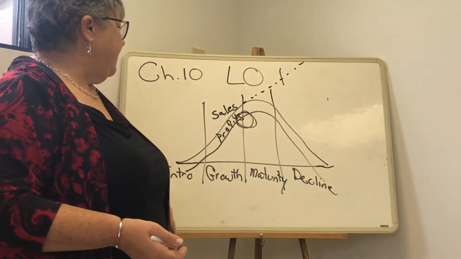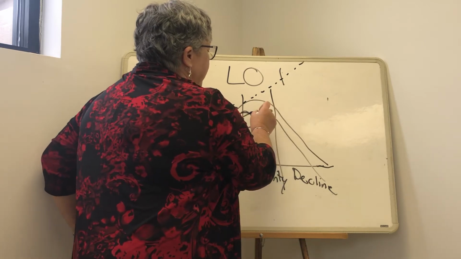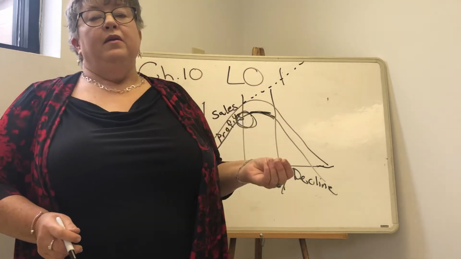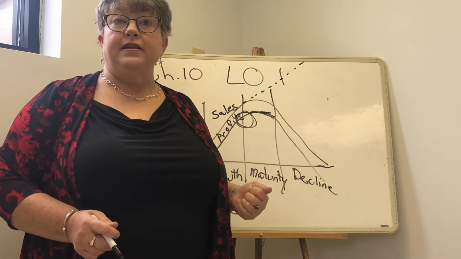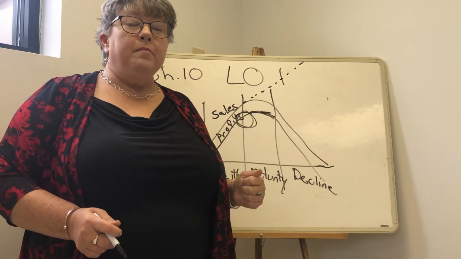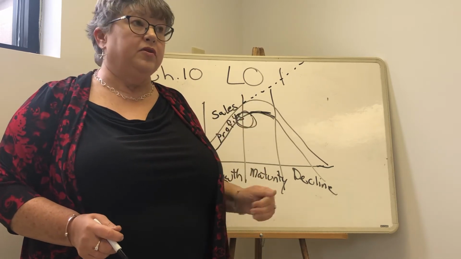Now, why are they flat? Also, I should have made this flatter here too, with the profits. What happens here is we're going to have our most competition when we're in the maturity phase. And so our competitors are going to be trying to drive the price down, steal our customers from us.